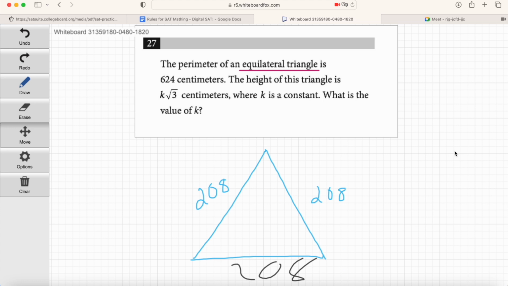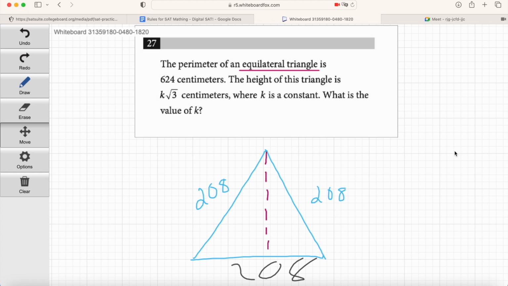Now we've got to figure out what the height of this triangle is. Let me draw the height here. This would be the height, just this dotted line here. That's our H value, the height of that triangle.